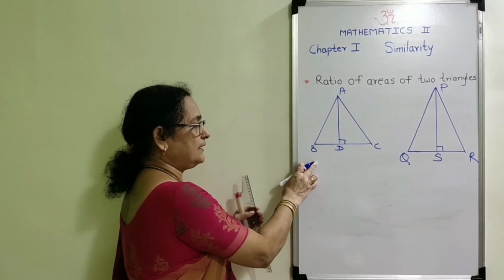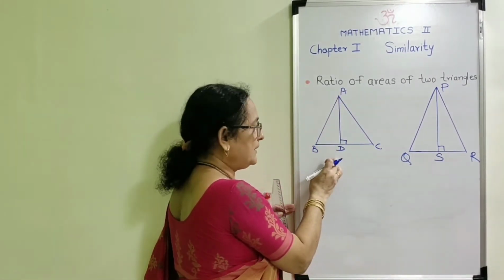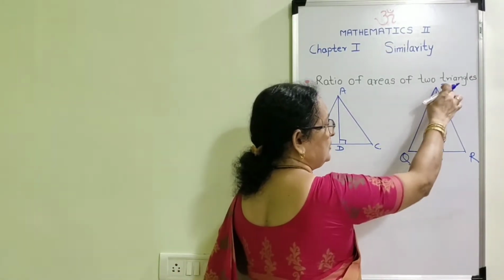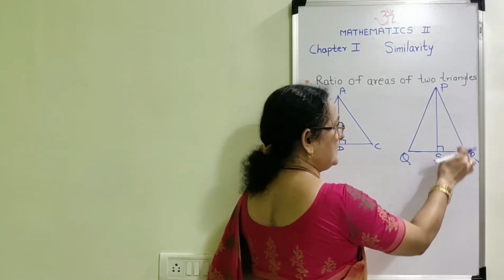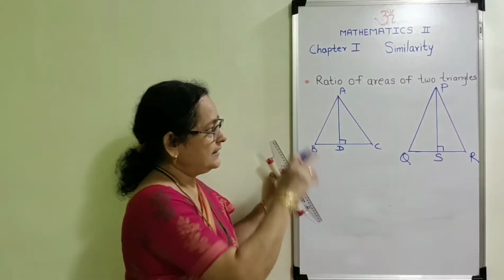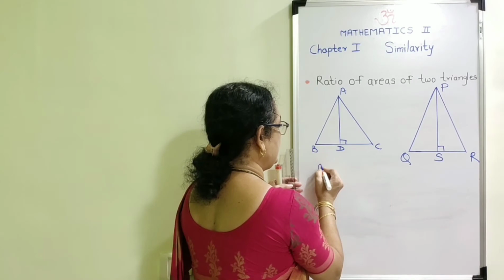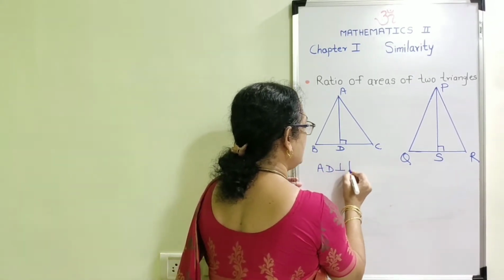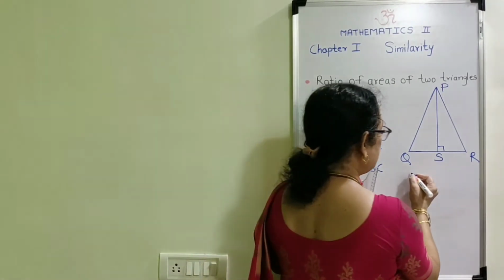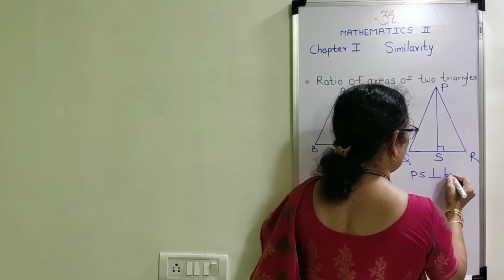In the first triangle, I have selected BC as the base, and that's why AD is the perpendicular height of this triangle. In the second triangle PQR, I have taken QR as the base, and that's why I have to take a perpendicular on base QR, that is segment PS. Now in triangle ABC, AD is perpendicular to base BC. Therefore, AD is the height, and here PS is perpendicular to base QR.